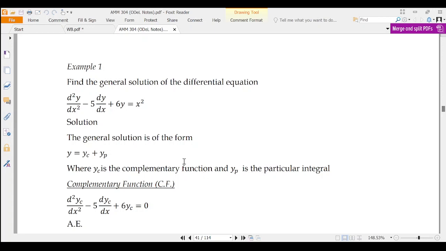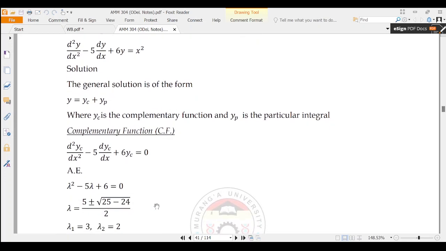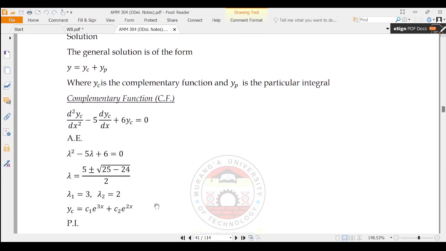Now yc is the general solution of the corresponding homogeneous differential equation. So we write the corresponding homogeneous differential equation as d squared yc by dx squared minus 5 dyc by dx plus 6yc equals 0. To solve this, we need to find the characteristic equation: lambda squared minus 5 lambda plus 6 equals 0.